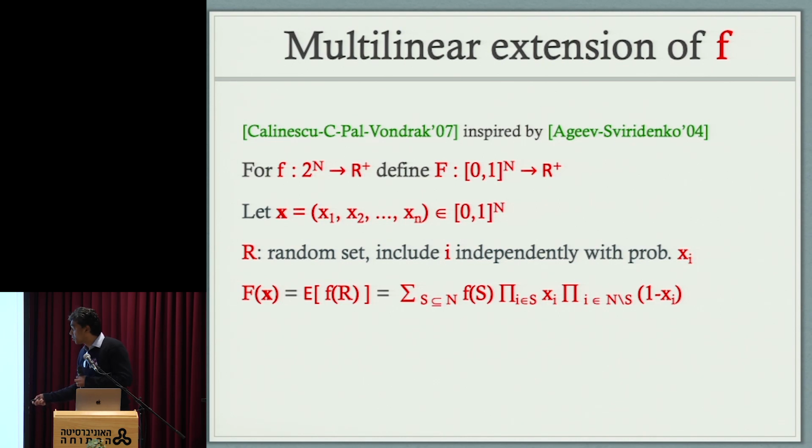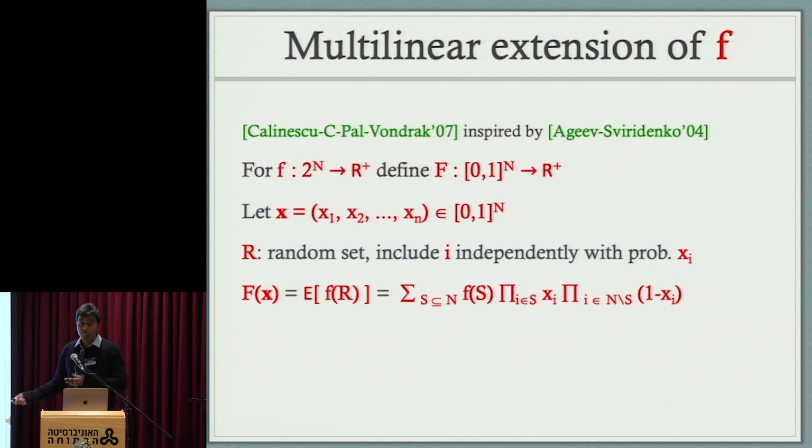Algebraically, it is just a very simple formula. You look at all subsets of n and look at what is the probability that set will arise. It is precisely this. And then we take the expectation. The expectation is the same as this formula. It's called multilinear because this formula is linear in every variable x_i. It has some very nice properties.